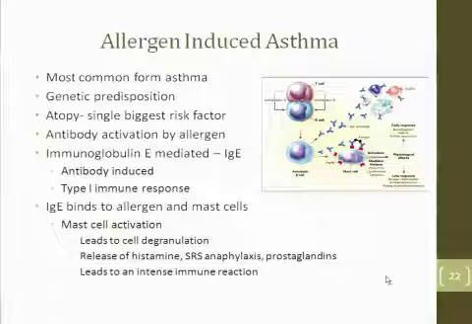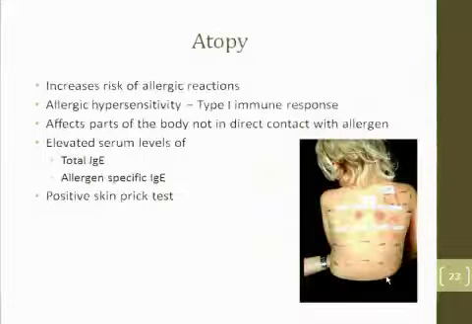IgE binds to allergen and mast cells, and the mast cell causes activation, which leads to degranulation, leading to histamine, slow-reacting substances, anaphylaxis factors, and prostaglandins being released, which then leads to an intense immune reaction, leading to bronchoconstriction and all the bad events that you see. This is what atopy looks like. Okay, you can see it's an allergic reaction. It's an allergic hypersensitivity, which is a type 1. It affects the body not in direct contact with the allergen. Okay.